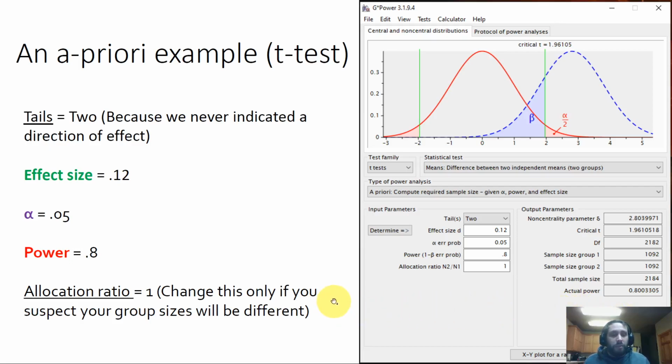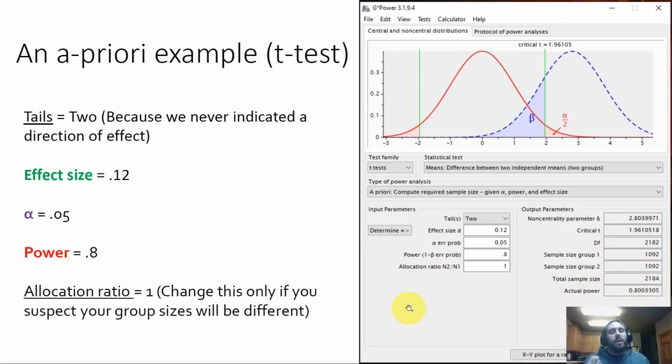If you have all your inputs put in like that and you press calculate, you should get numbers that look exactly like this. So we don't really need to worry about the non-centrality parameter. The critical t is essentially the t that you need to find to determine a significant effect. The degrees of freedom is just your degrees of freedom, and then what the sample sizes would be for each of these. These will stay the same unless you change this allocation ratio. And then our total sample size of 2,184, and that's the answer we're looking for.